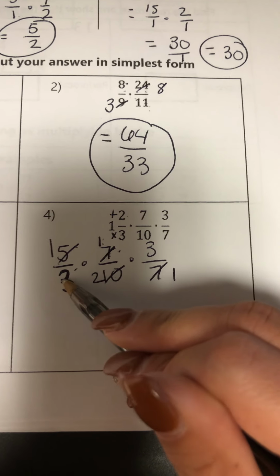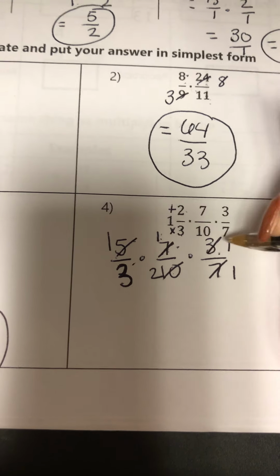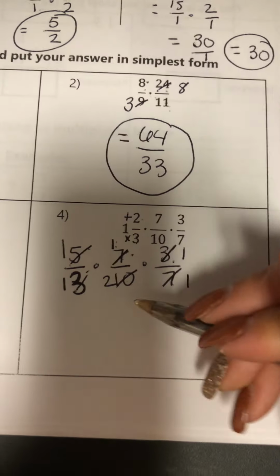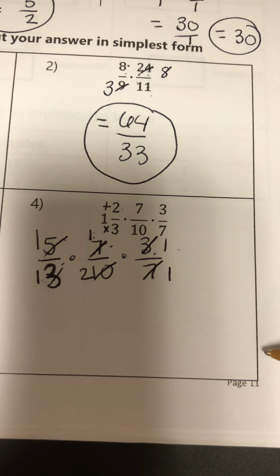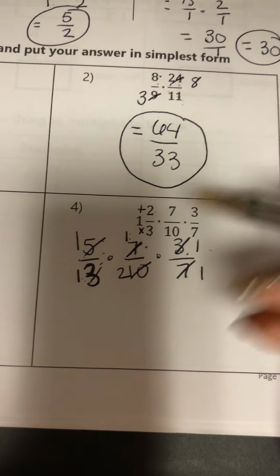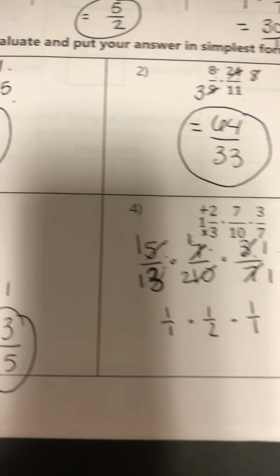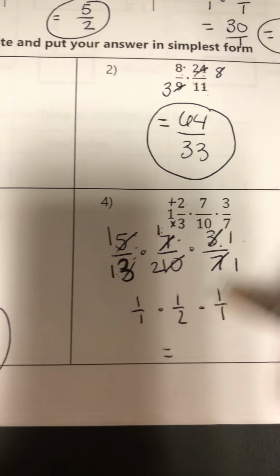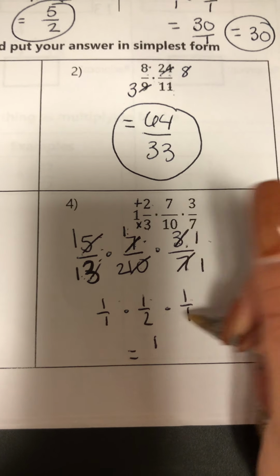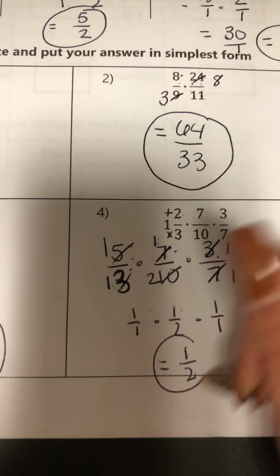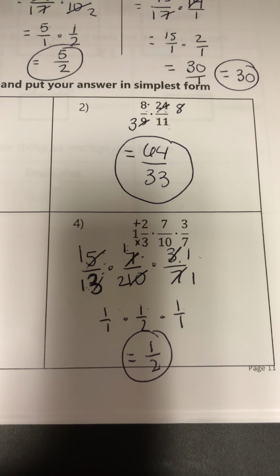Now, even though he's all the way over here, these will also cancel each other out. 3 goes into 3 one time, 3 goes into 3 one time. So now I can multiply straight across. So I have 1 over 1 times 1 over 2 times 1 over 1. 1 times 1 times 1 is 1. 1 times 2 is 2. 2 times 1 is 2. So my answer is 1/2. And that is it.